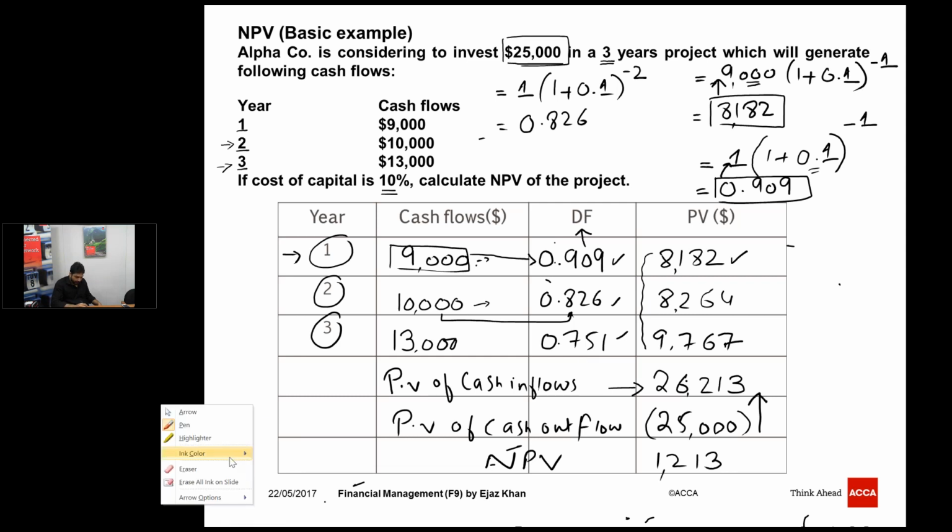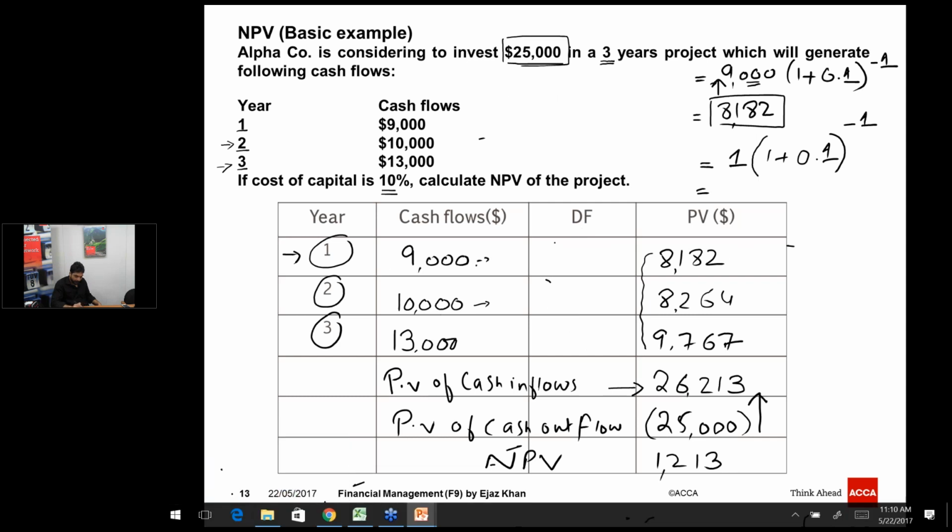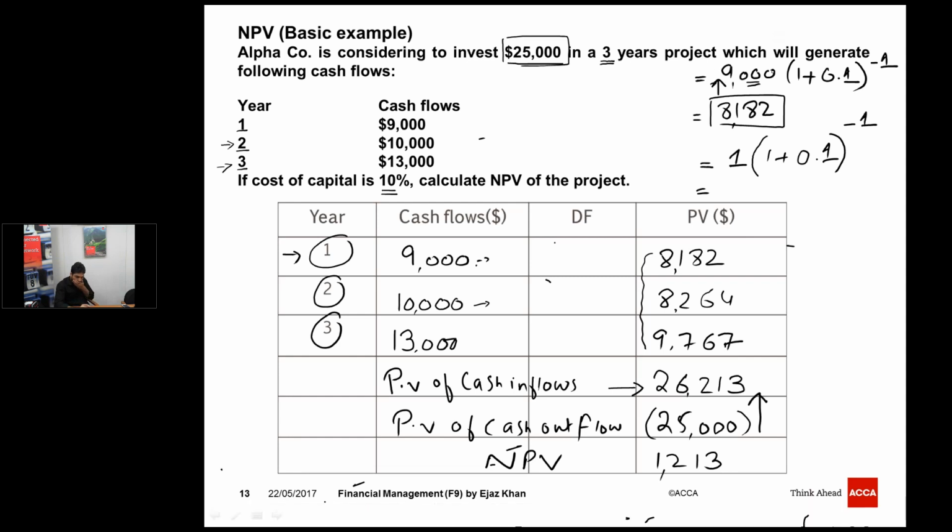Let me remove everything from the slide. So the discount factor for year 1 is 0.909 at 10%. It's 0.826 for year 2 and 0.751 for year 3. And remember, this is for the 10% rate.